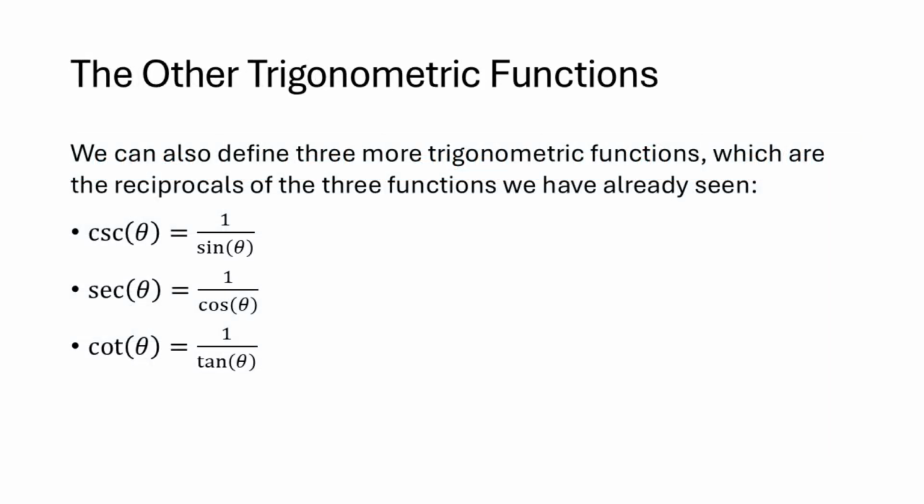We can also define three other trigonometric functions. CSC stands for cosecant of theta, which is 1 over the sine of theta. SEC stands for secant of theta, which is 1 over cosine theta. COT stands for cotangent of theta, which is 1 over the tangent of theta.